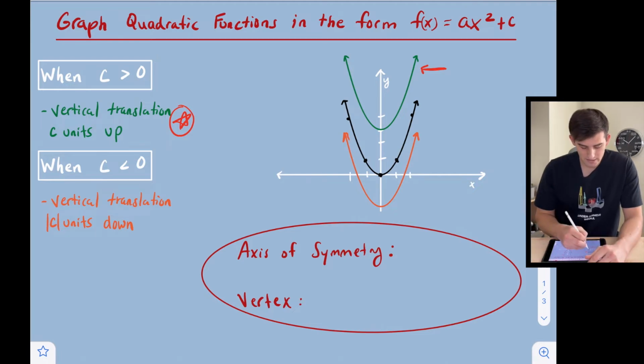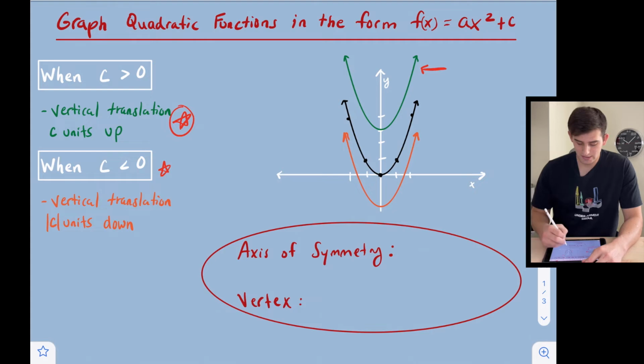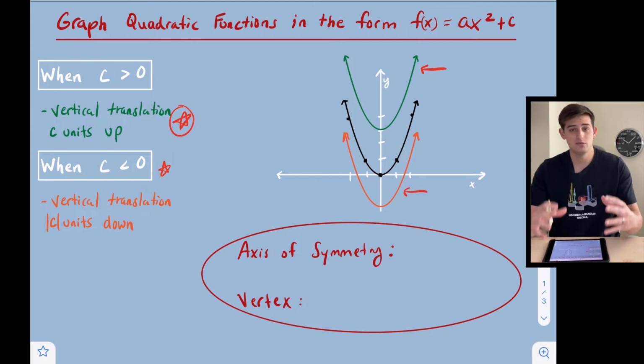Now if c is less than 0, that's a negative number, so that would be something minus, right? Minus 5, minus 6, whatever. Then that's a vertical translation that many units down. Okay, so if we have minus 2, then we're just going to move all of our points 2 units down.